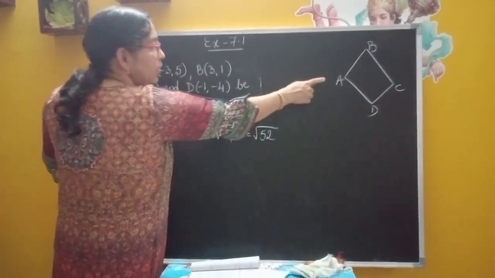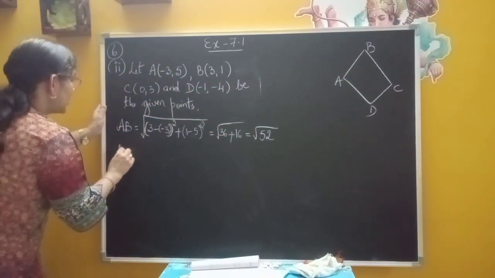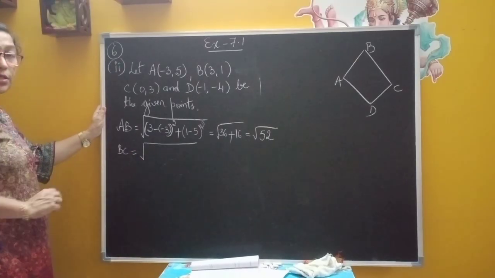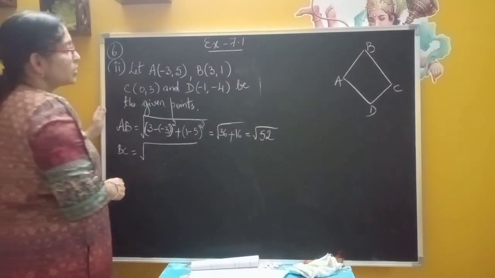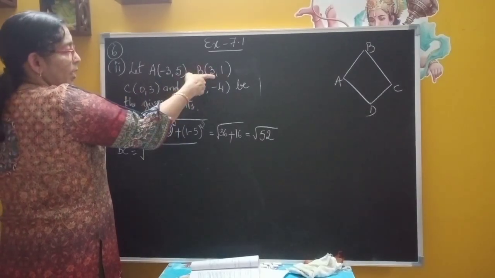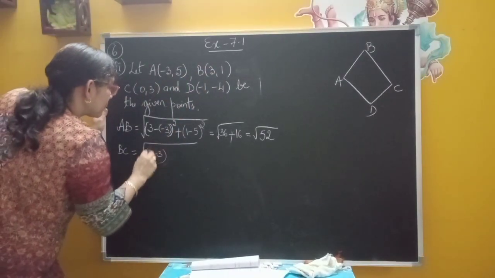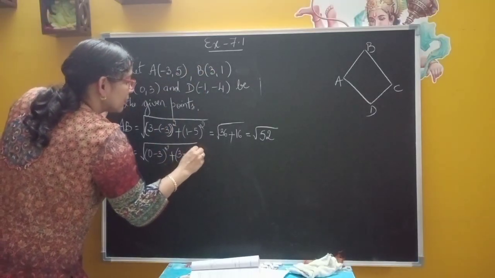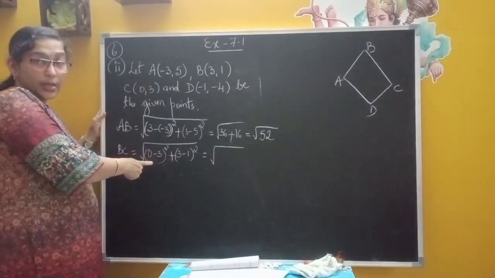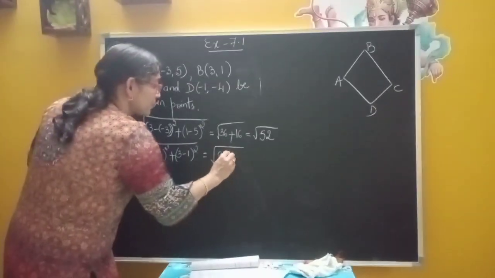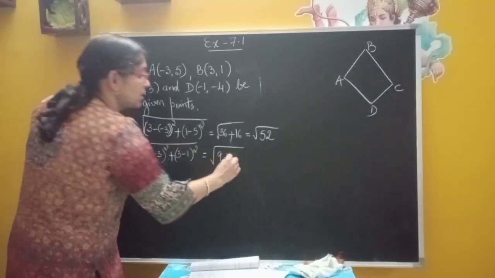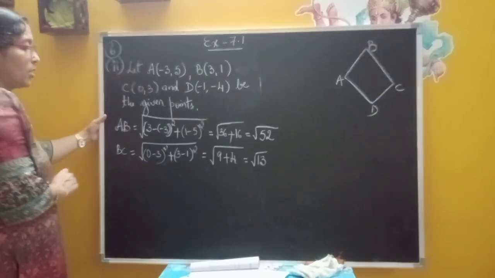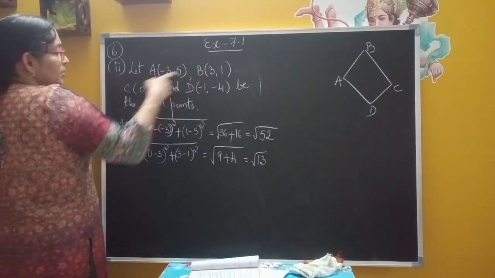Now let us take another side, that is BC. BC is equal to, again the same formula, the square root of x2 minus x1 whole square plus y2 minus y1 whole square. So BC is 0 minus 3 whole square plus 3 minus 1 whole square. 0 minus 3 is minus 3, minus 3 whole square is 9, plus 3 minus 1 is 2, 2 square is 4. So it is equal to square root of 13. So root 13 units.